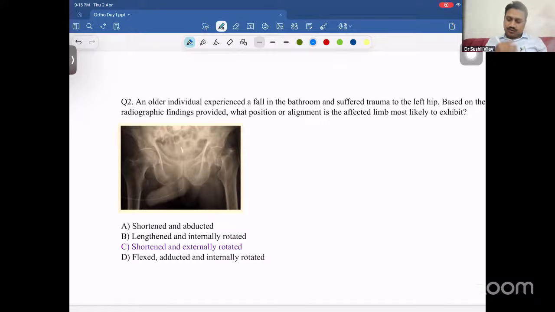and suffered a trauma, right? So an older individual, they are saying age is not yet given to you, suffered trauma to the left hip, okay? Based on the radiographic finding provided over here, what position or alignment is the affected limb most likely to exhibit, right? What do you say?